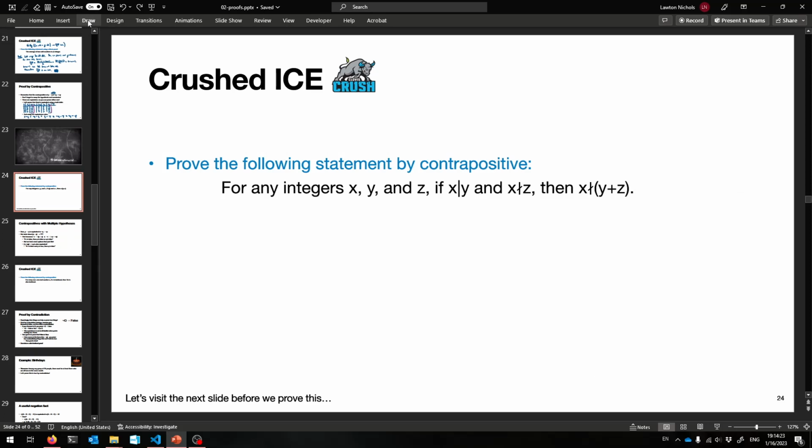And then we're going to go to the next slide and come right back, and then I'll have you try this. All right, so for any integers x, y, and z, so for all x, for all y, for all z, if this is true about them, if x divides y and x does not divide z, that's what that stands for, then x does not divide y plus z.